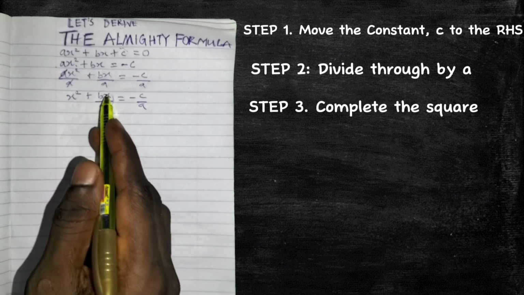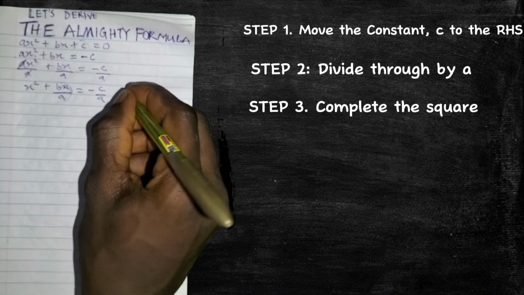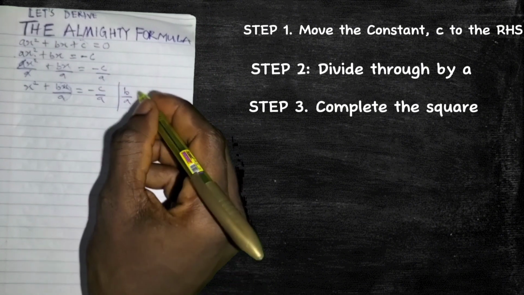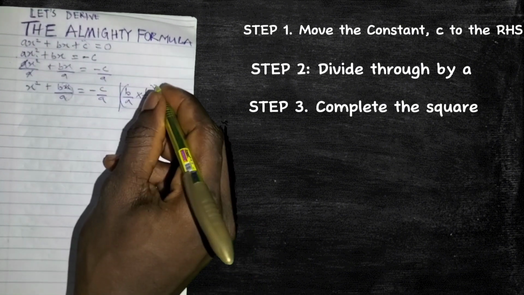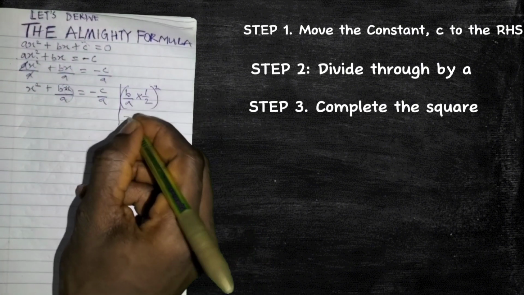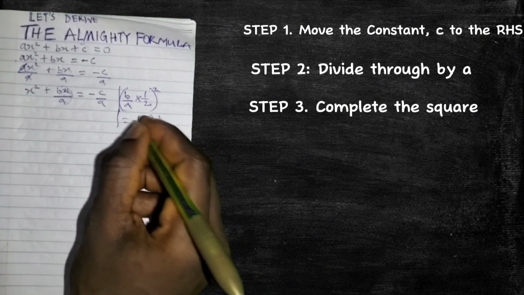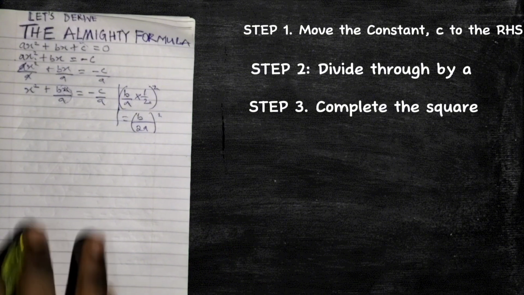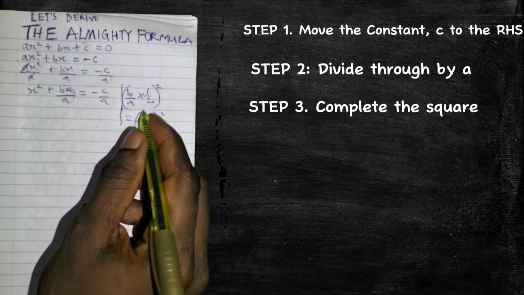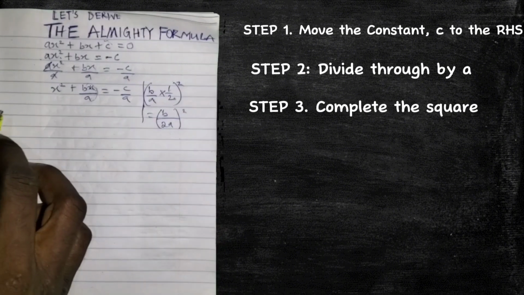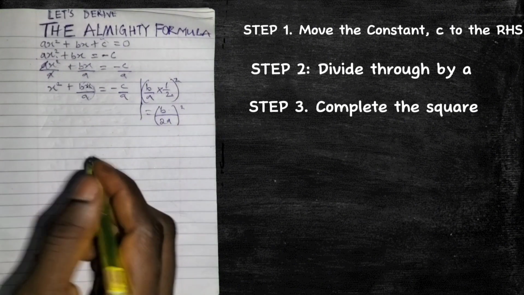So completing the square simply means we take the coefficient of x here, which is b all over a. Let's do that. Take b all over a, multiply by 1 all over 2, and then we square all of it together. What would that give us? B times 1 is b, all over a times 2 is 2a, squared. So this is what we're looking for, guys. We go ahead and add this to both sides. Completing the square means we do this and then we add it to both sides. That's the step we are on now.